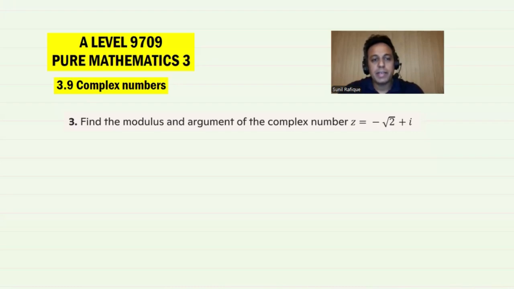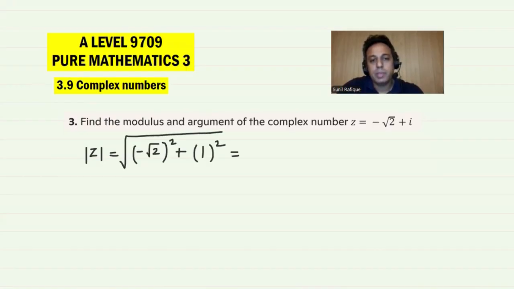Problem 3. Find the modulus and argument of the complex number minus root 2 plus i. If you want to try it, go ahead. Come back and check my work later. So the modulus |z| is the square root of negative root 2 squared plus 1 squared. So this will become 2 plus 1, which is root 3.